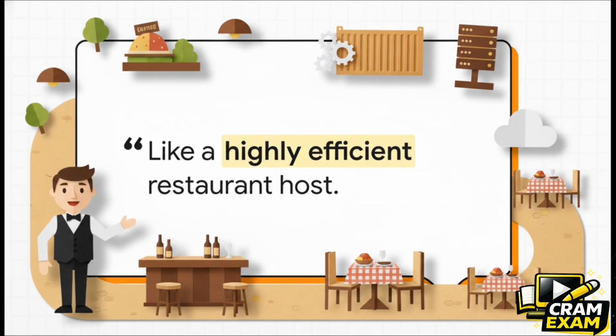Think of the ALB like a highly efficient restaurant host. You walk through the front door, and the host looks at you, asks, "Do you want the bar or a table?" and then points you to the right place based on your answer. That is really all it does.